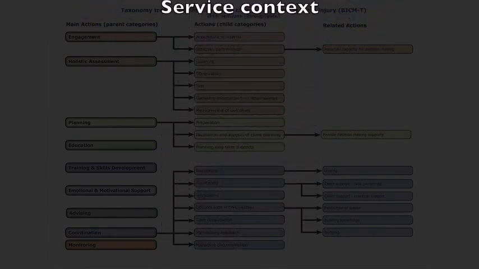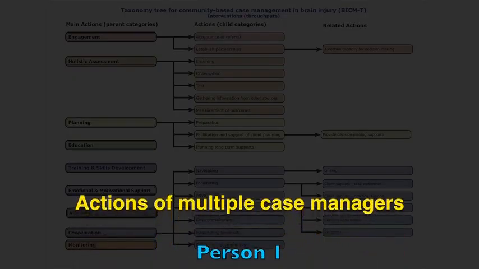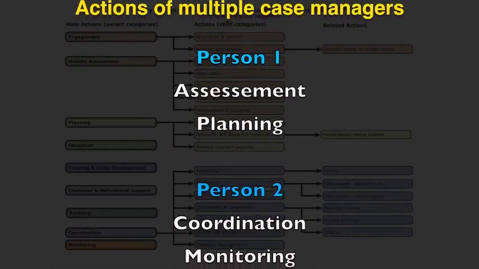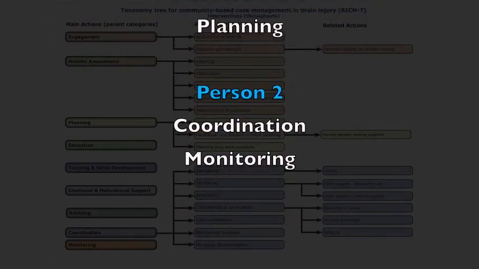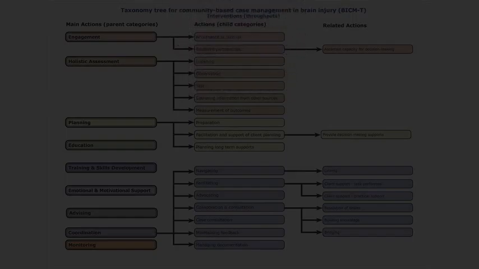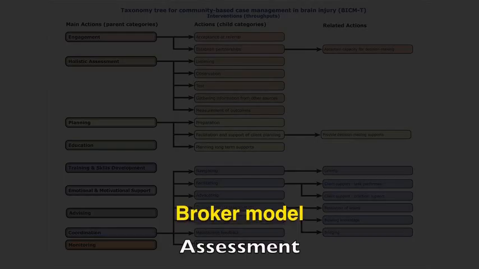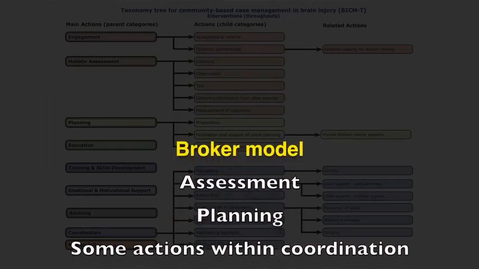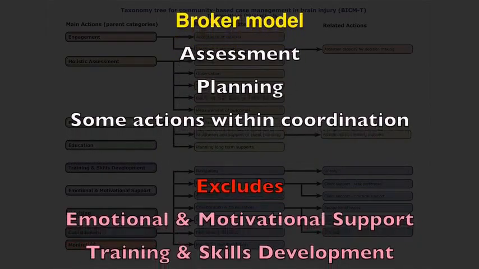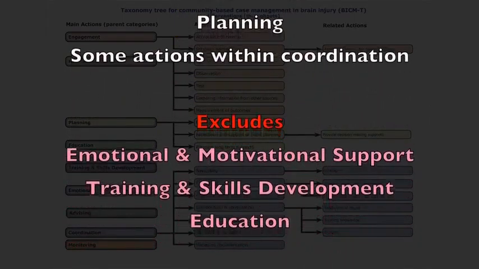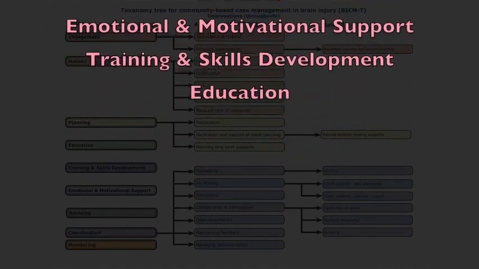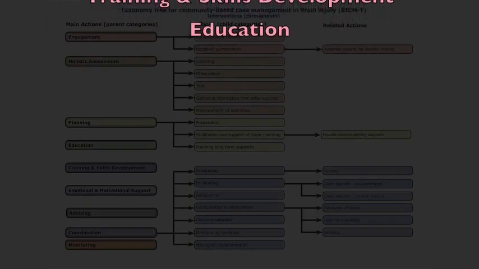Also, in many circumstances, the actions of case management might be separated across positions. For example, one person may perform the assessment and planning, and another person the coordination and monitoring. It would depend on the model of case management. In a broker model of case management, or using our travel agent analogy, case management actions might involve assessment, planning, and some actions within coordination, but it excludes emotional and motivational support, training and skills development, and education.